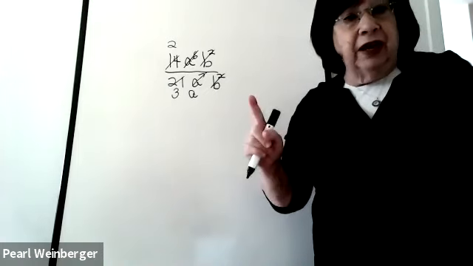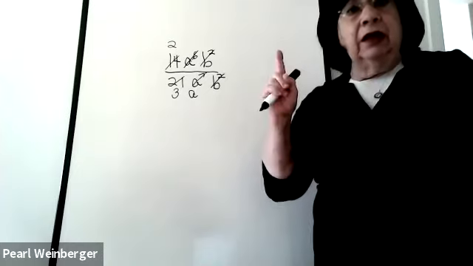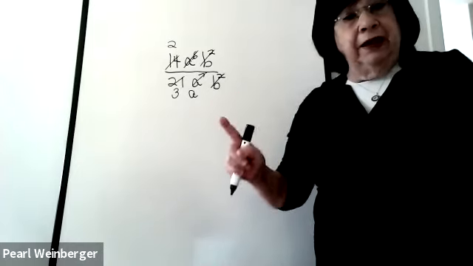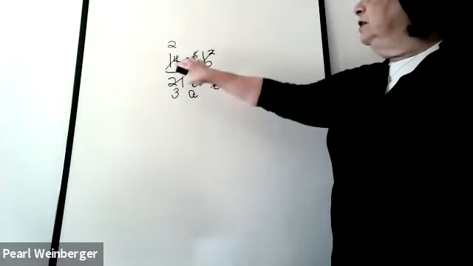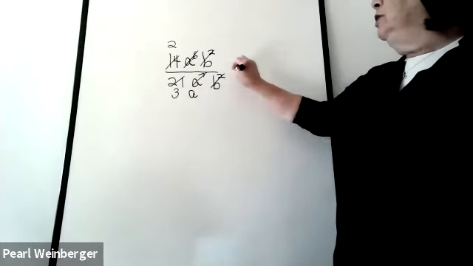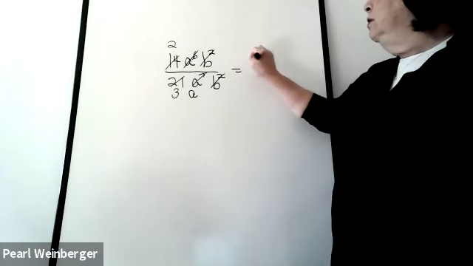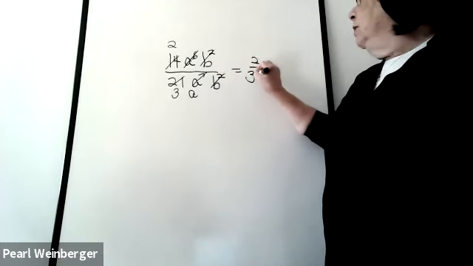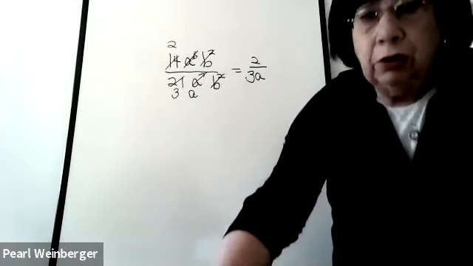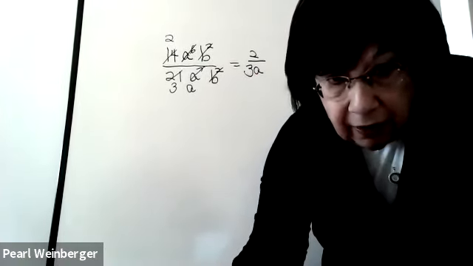That means you're dividing, and when you divide something by itself, you're left with 1. You're not left with nothing. In this case, we actually were left with a 2 in the numerator, and in the denominator, we were left with 3a. So my answer should have been 2 over 3a.